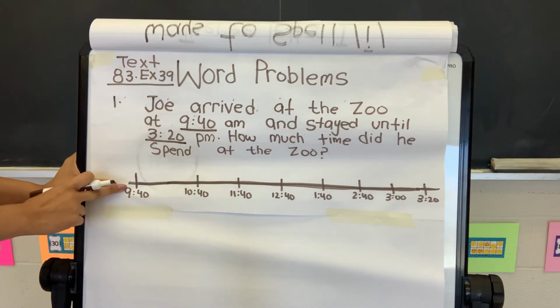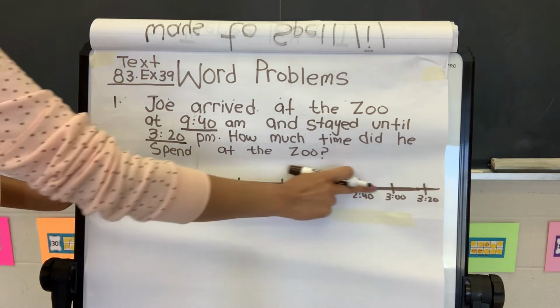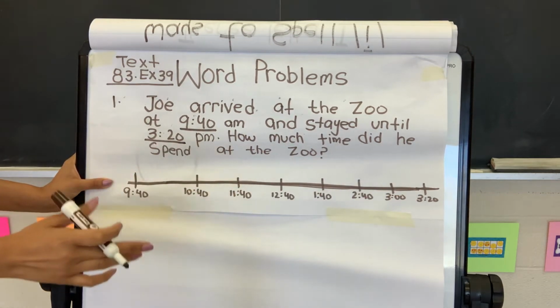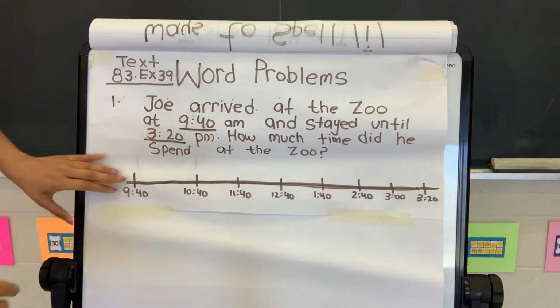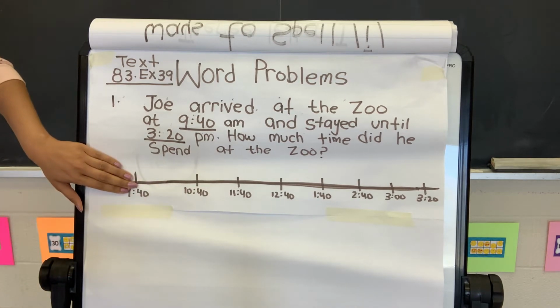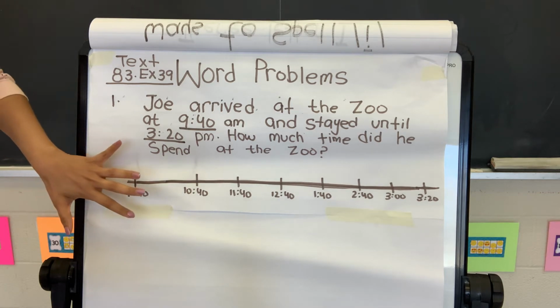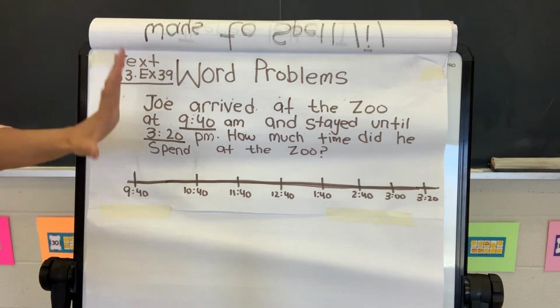So what I did was I drew a line and I divided my time. This was to help me. So I looked at my starting time, and I know that it is 9:40. Then we can count up the hours from 9:40 and let's see where we stand.